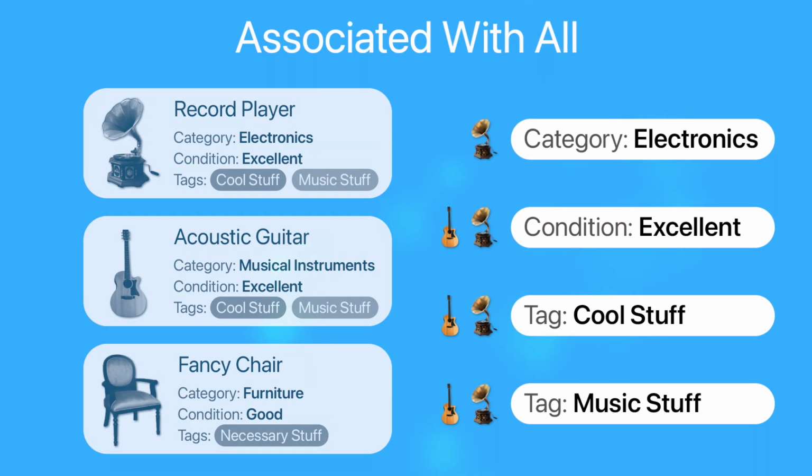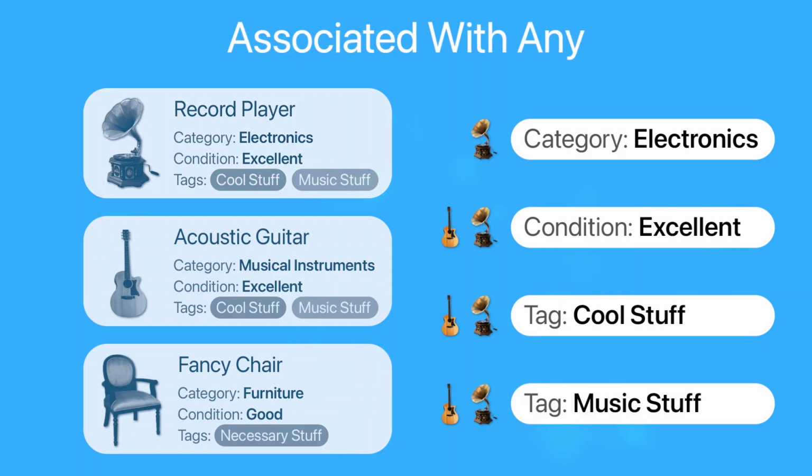With the rule set to Associated with All, an item must be associated with all of the tags as well as the category and condition we've chosen in order to match the filter rule. With the rule set to Associated with Any, an item must only be associated with one of the things listed in order for the rule to match.